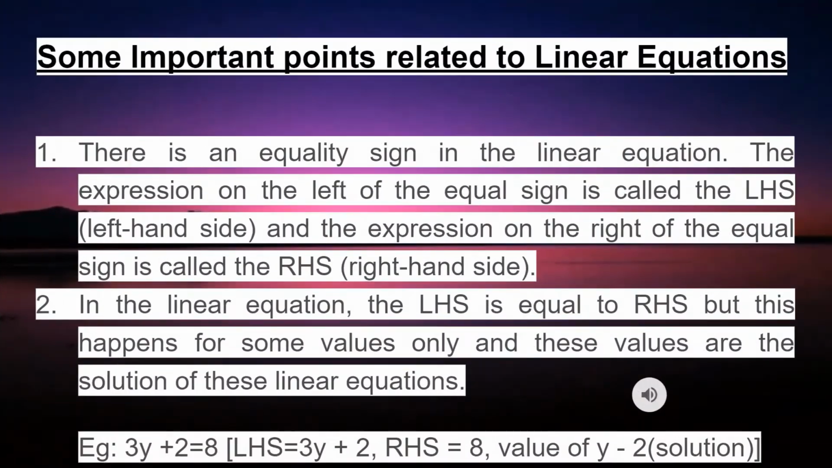Now we can discuss some important points related to linear equations. There is an equality sign in the linear equation, isn't it? So the expression on the left of the equal sign is called the LHS, means left hand side. And the expression on the right of the equal sign is called RHS, means right hand side. Now what is the second point? In the linear equation, the LHS is equal to RHS. But this happens for some values only, and these values are the solution of these linear equations.